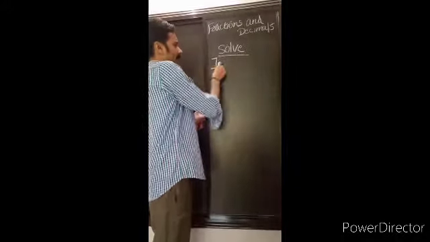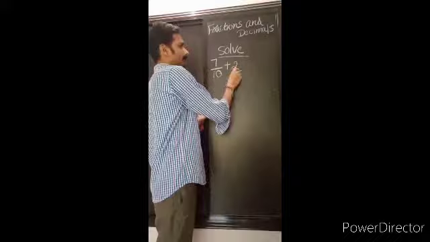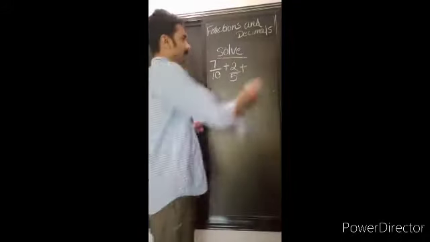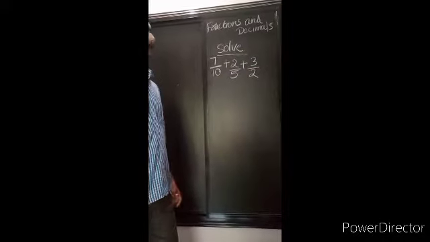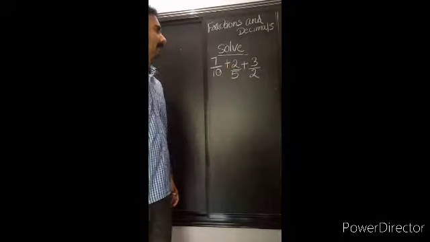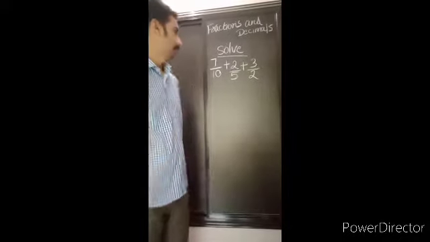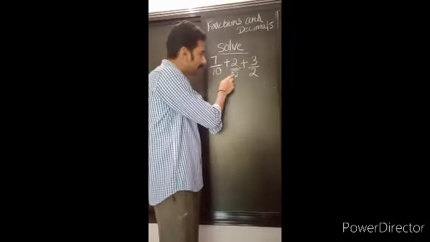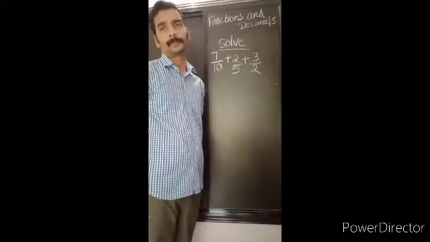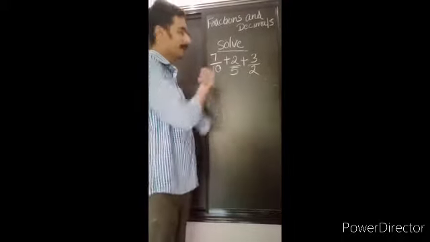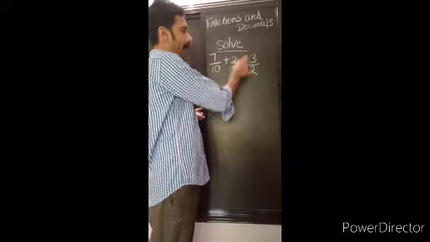7 by 10 plus 2 by 5 plus 3 by 2. Another question. 7 by 10 plus 2 by 5 plus 3 by 2. Denominators are 10, 5 and 2. It is the same as the previous question. The difference is 10, 5 and 2.